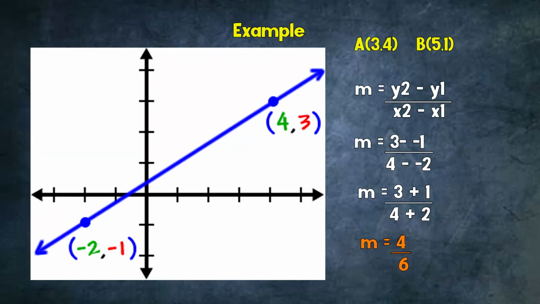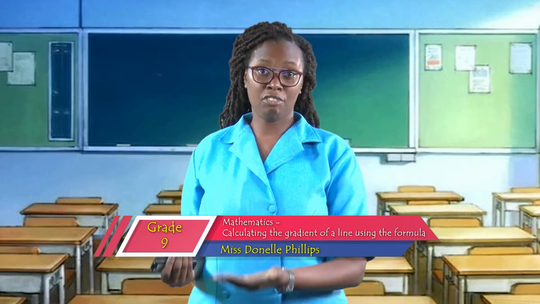So the gradient is 4 over 6. Breaking it down or reducing it, we have that the gradient is equal to 2 over 3. Positive gradient denotes an upward slope. So now we're going to work an example without actually having the graph.